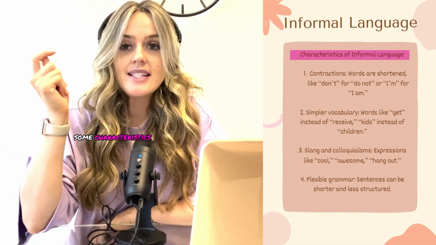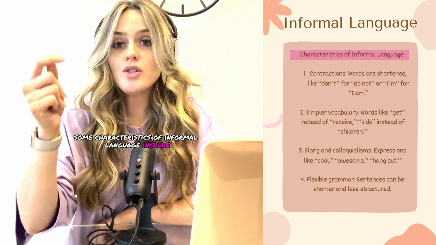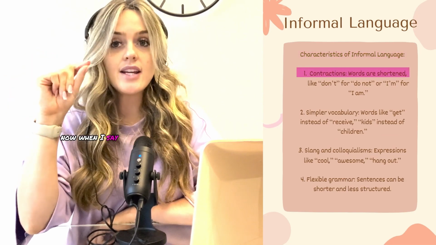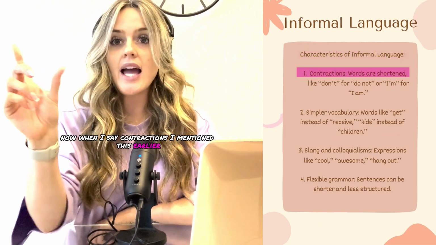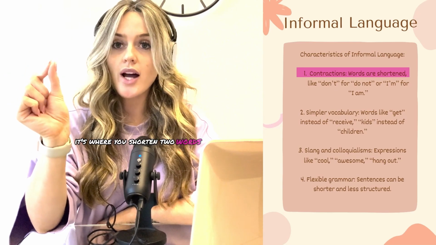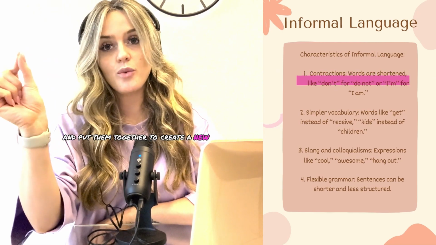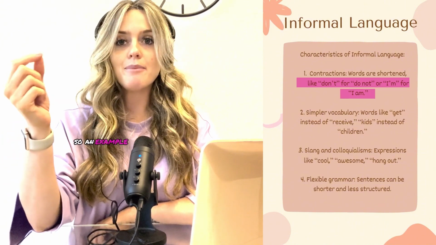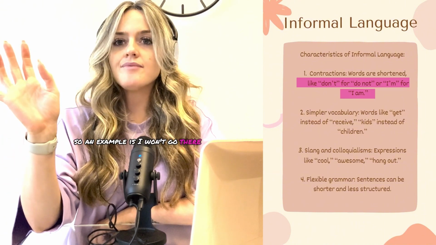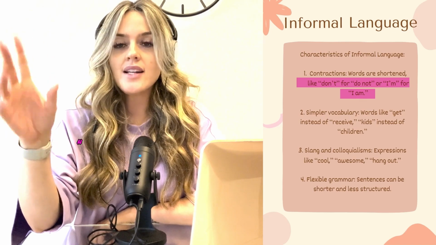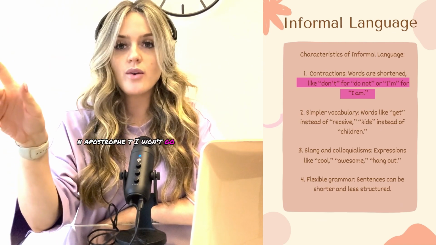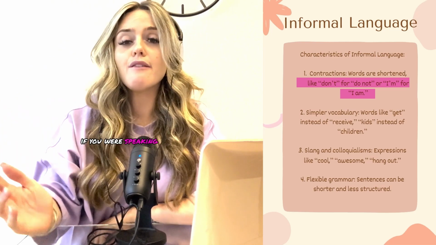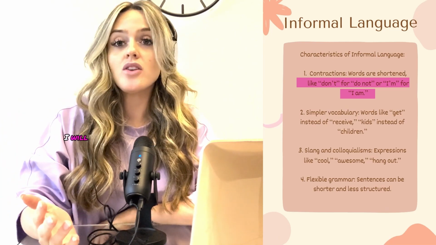Some characteristics of informal language include contractions. Now, when I say contractions, I mentioned this earlier, it's where you shorten two words and put them together to create a new word, and you use an apostrophe to create that word. So an example is, I won't go there. Won't. W-O-N apostrophe T. I won't go there. If you were speaking formally, you would say, I will not go there.